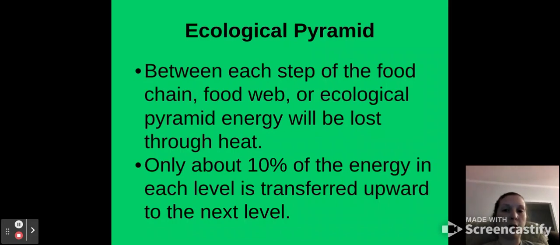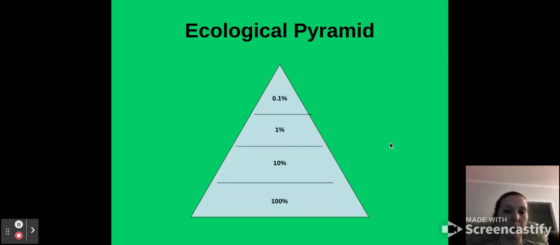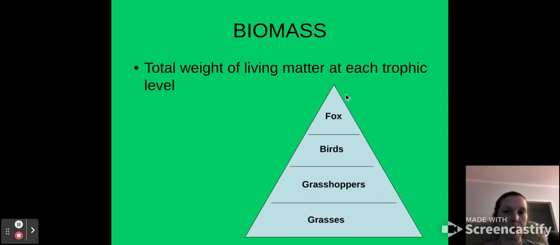Between each step of the food chain, food web, or pyramid, energy will be lost through heat, which is a natural thing. And only about 10% of the energy in each level will be transferred to the next level up. So if you're at 100% of energy here at the bottom, you only get 10% of that. Well, then 10% of 10% is 1%. Then 10% of 1% is 0.1%. So as you can tell, the energy goes down a lot the higher you move up this list.